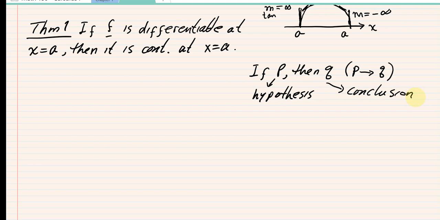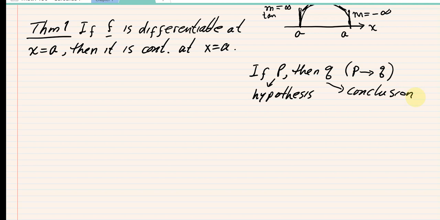So for example, if a number is even, that's P, then 2 times the number will be even. Or for example, if n is a natural number, that's the hypothesis of the theorem, then 2n would be even. That would be the conclusion. That's the Q.